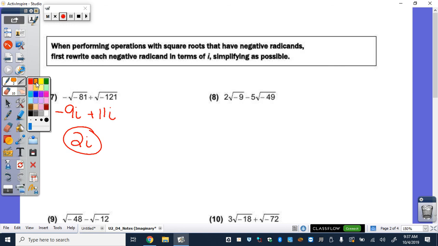All right, 8. Square root of negative 9 would turn into what? 3i, and then times the 2 makes it a 6i. And then the square root of negative 49, 7i, times the 5 makes it a 35i. So now we can subtract 6i minus 35i, negative 29i.